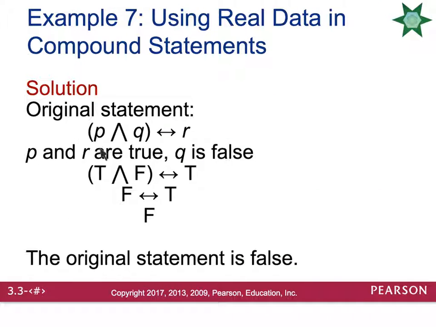So if we look at that, just P is true, Q is false, and R is true. T and F, remember they both have to be true, so that's false. Okay. And then we have false, if and only if T, and remember, if and only if means they both have to be the same to be true, so this statement is false.